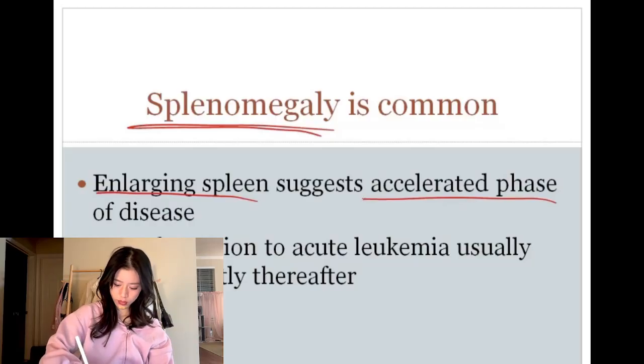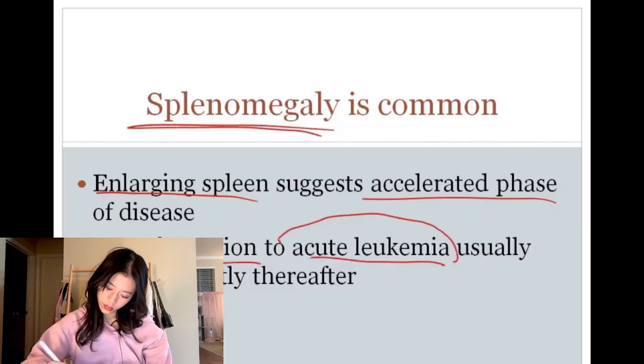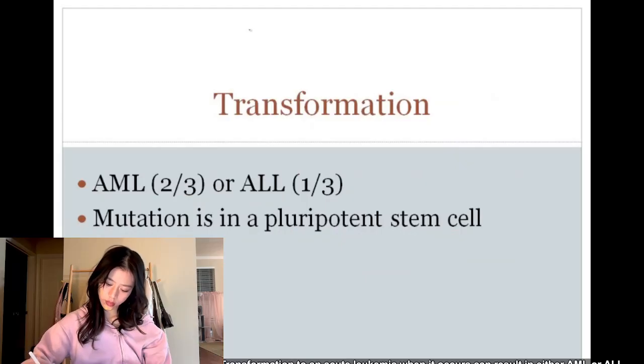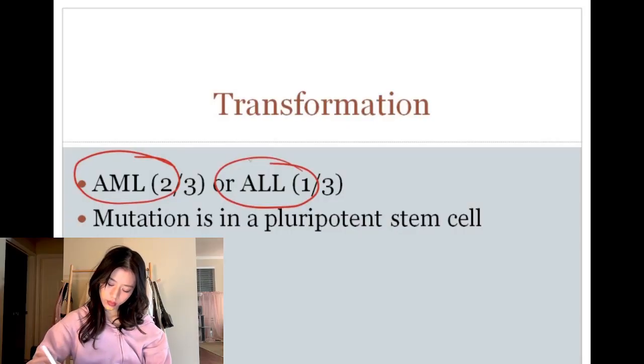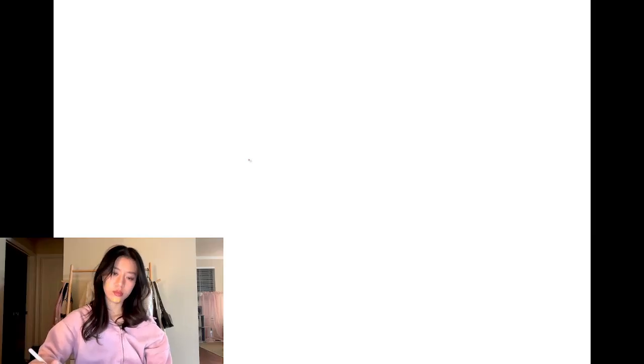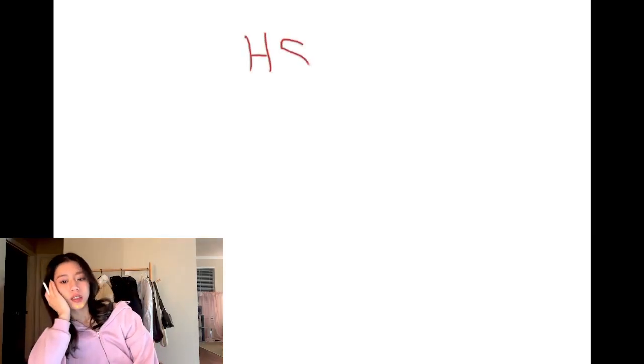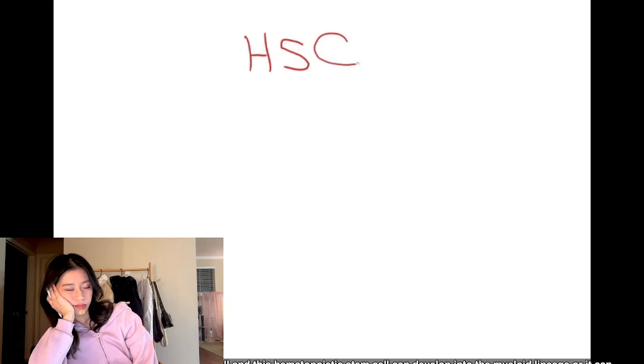And it usually heralds the transformation to an acute leukemia, which would be the worst complication that could arise from CML. Transformation to an acute leukemia, when it occurs, can result in either AML or ALL. And this is a very important principle in understanding CML. So I'd like to take a moment to highlight something. Remember that we've got a hematopoietic stem cell, and this hematopoietic stem cell can develop into the myeloid lineage, or it can develop into the lymphoid lineage.